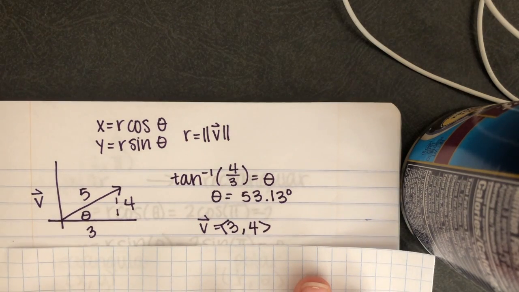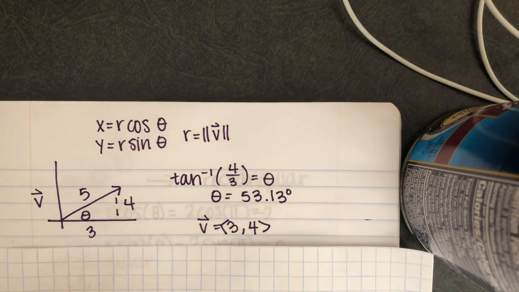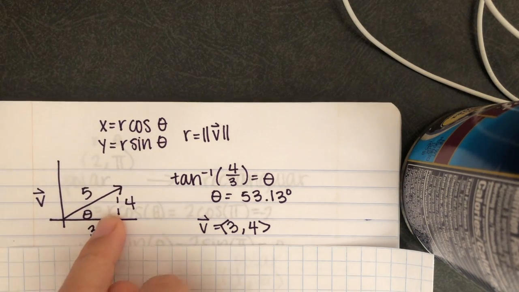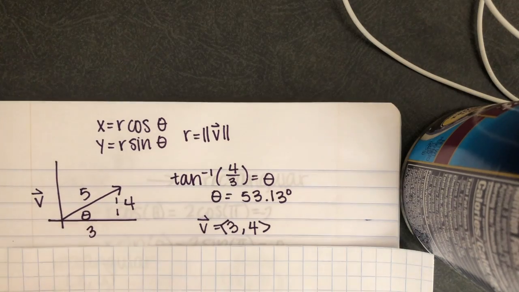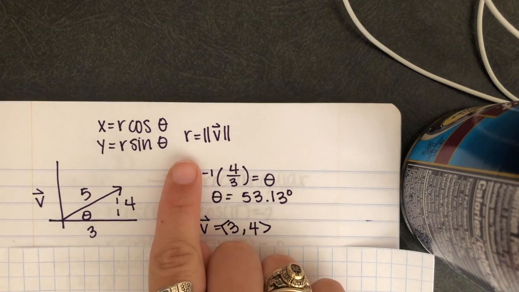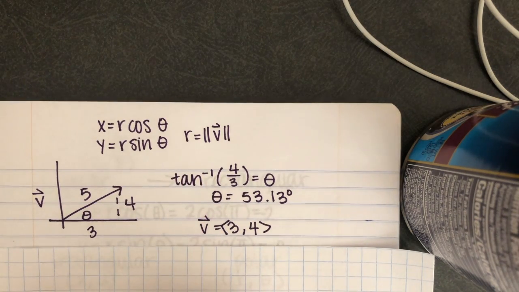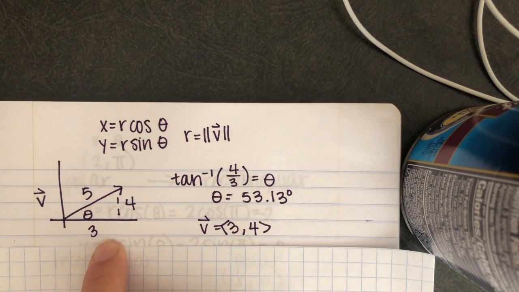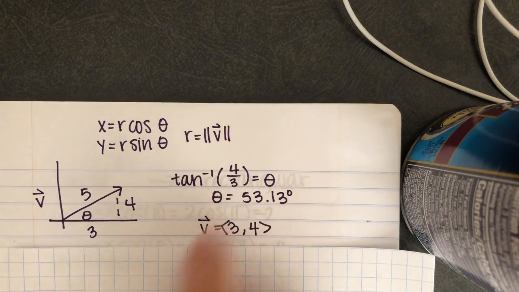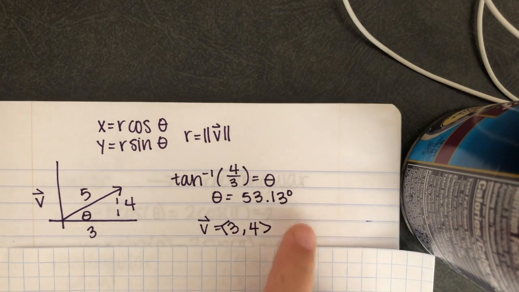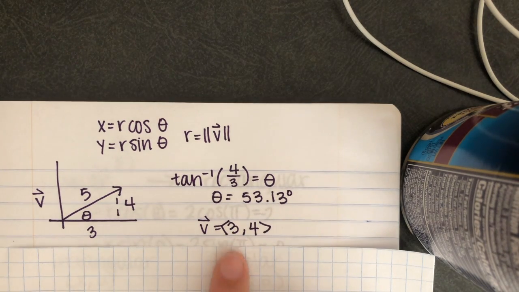From last week, we talked about how our x could be found by taking the magnitude and multiplying it by cosine of theta, which is just our trig that we manipulated. And also, we found that y is the magnitude, or r, times sine of theta. So I went ahead and found that theta, and I did tan inverse of 4 over 3 because tangent is opposite over adjacent. And so the inverse would be tan inverse of 4 over 3. So that gave me a theta of 53.13 degrees. And I went ahead and wrote that vector in component notation as just a quick review.